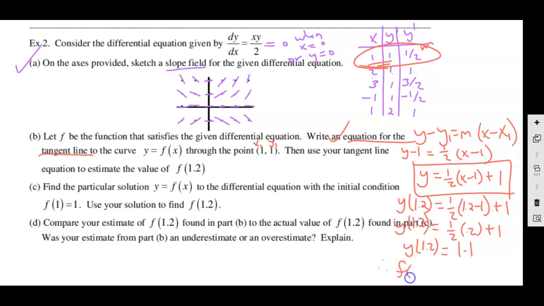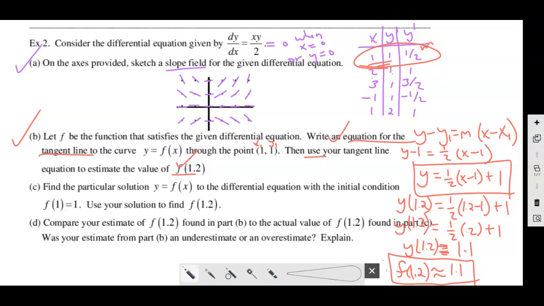That means my function, the thing that we can't see, is going to end up being about 1.1. We use a tangent line to get an approximation. And then that's everything it wanted us to do, right? We got the equation for the tangent line. Then we said use the tangent line to get an estimation. Very good. So we're done with everything on part B.